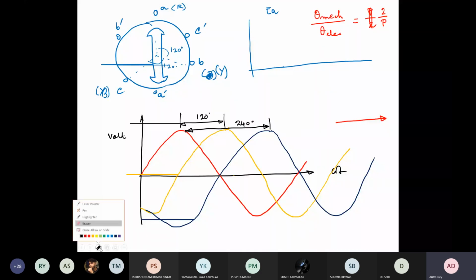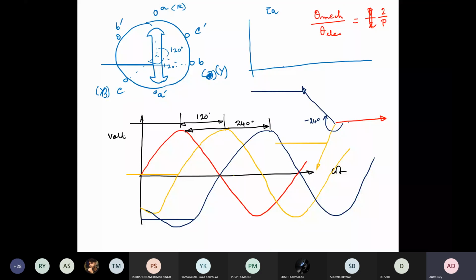So we'll draw the yellow, which is 90 lagging. So somewhere here, 120 lagging. And we should draw the blue phase, which is 120 lagging from yellow. So you will get somewhere here. Okay, so this is minus 240, or you can write it as plus 120, and this is minus 120 degree. Okay, so this is how you can draw your phasor diagram when you generate.